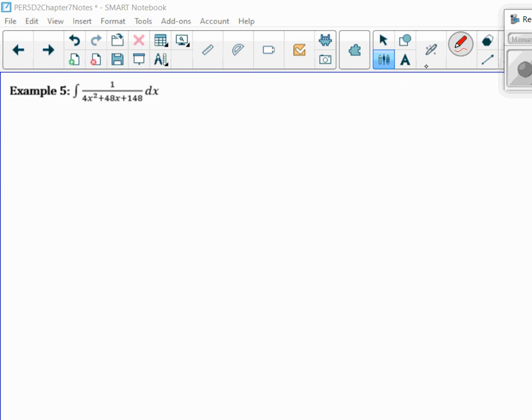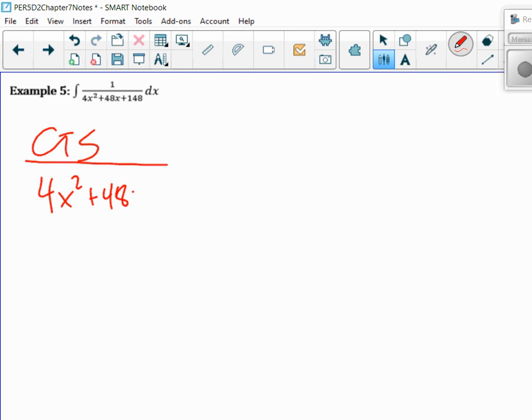So again, this is a quadratic. Let's complete the square. So you have a 4x squared plus 48x, and then scooch over the 148. What's the first step in completing the square? Get rid of the 4. Well, you can't just get rid of it. You have to factor it out. Okay. Plus 148. Then we start the process.